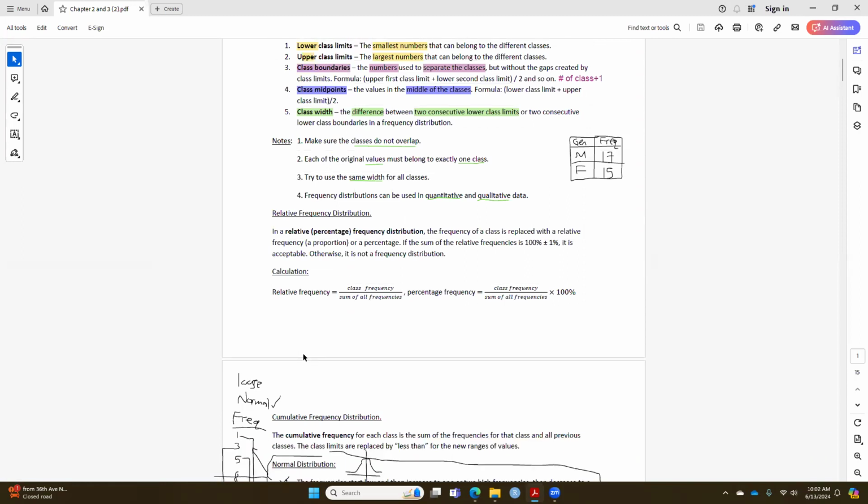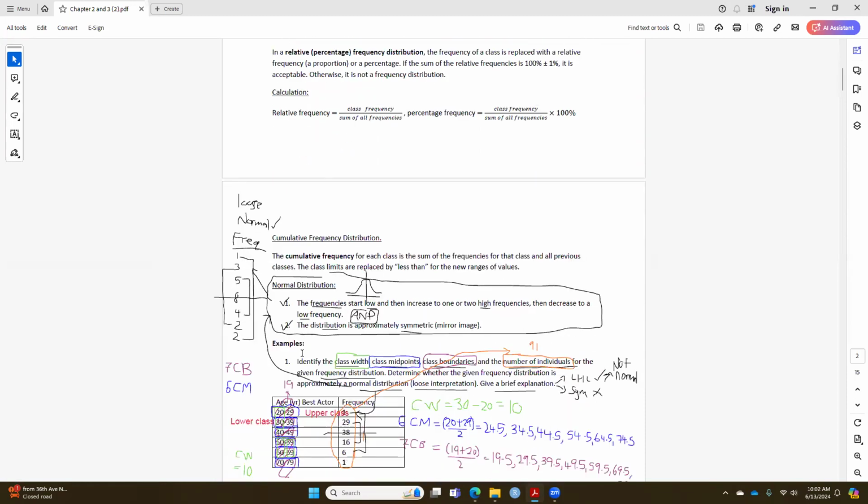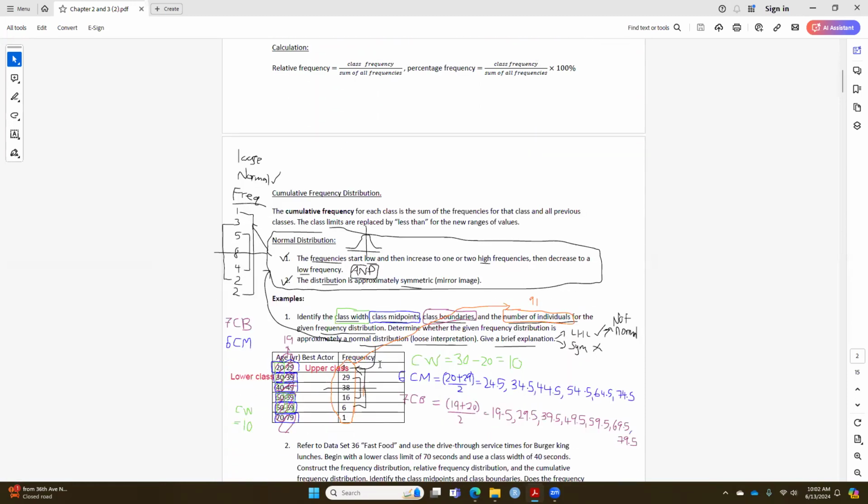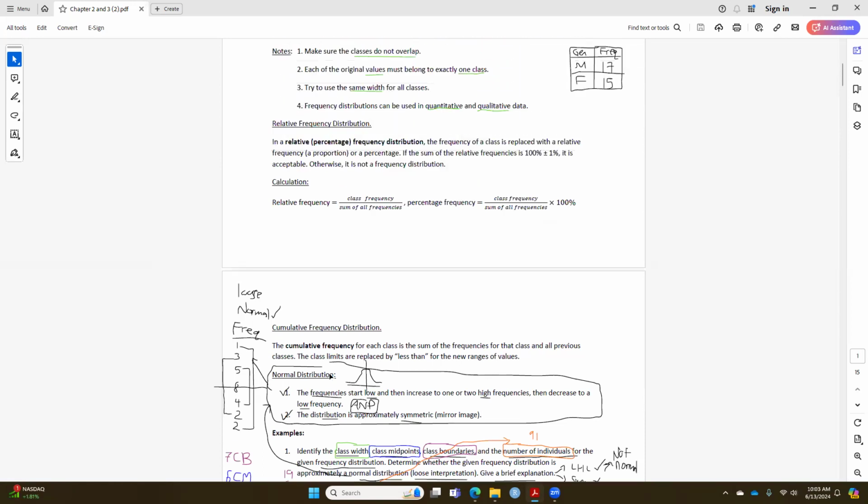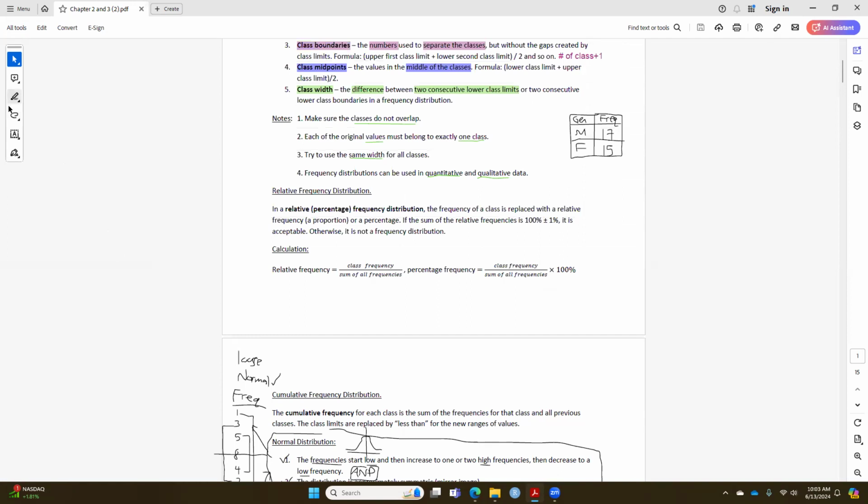As I mentioned, this table that you have here is called a frequency distribution because it has what we call classes, and then we also have frequencies. We also have another type of frequency distribution. We call that a relative frequency distribution. My line is not drawn straight here.